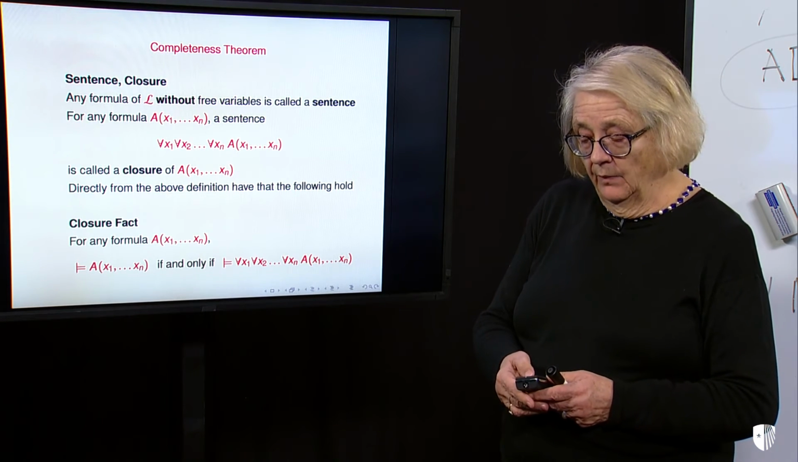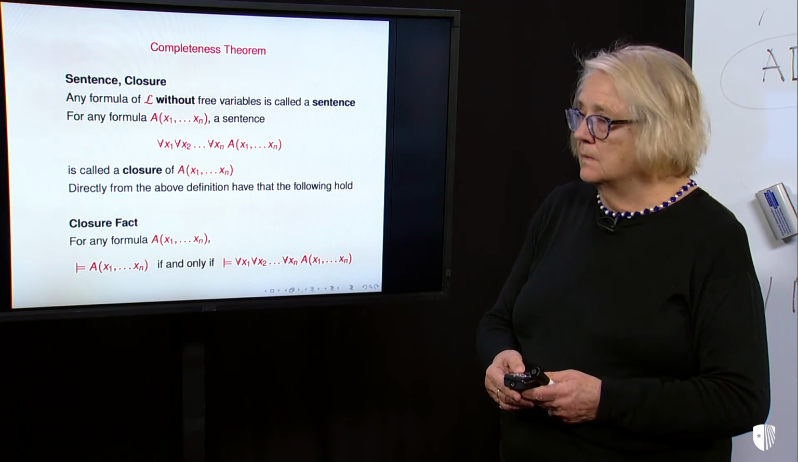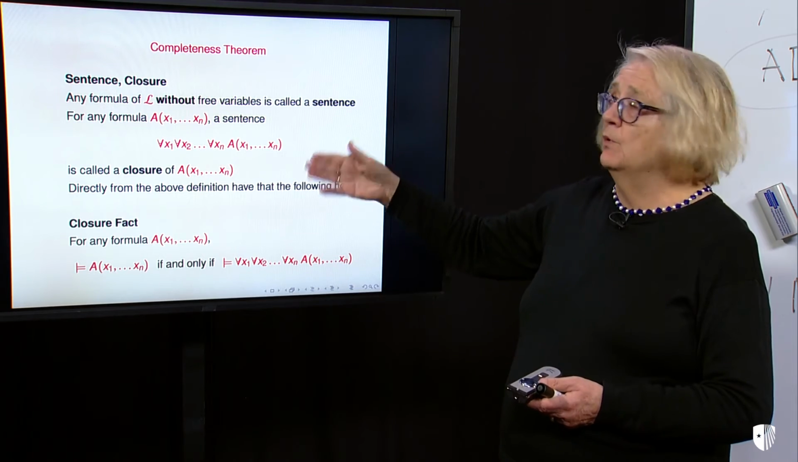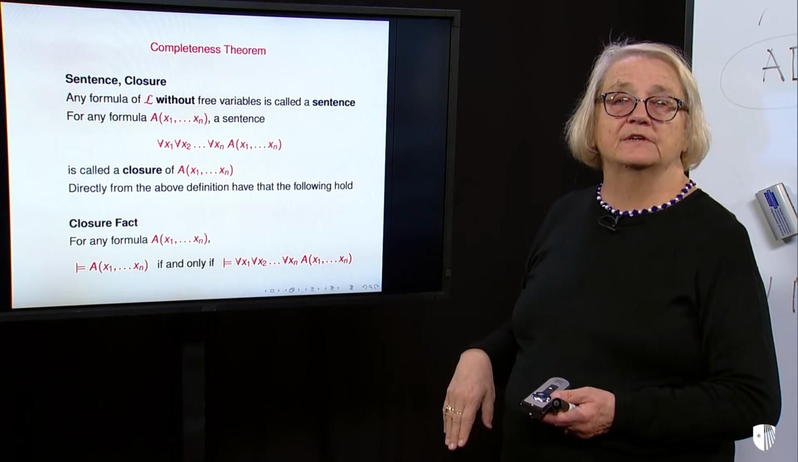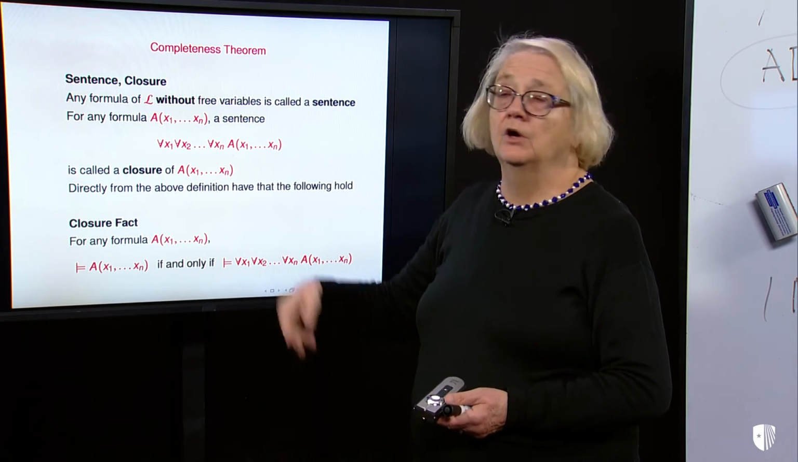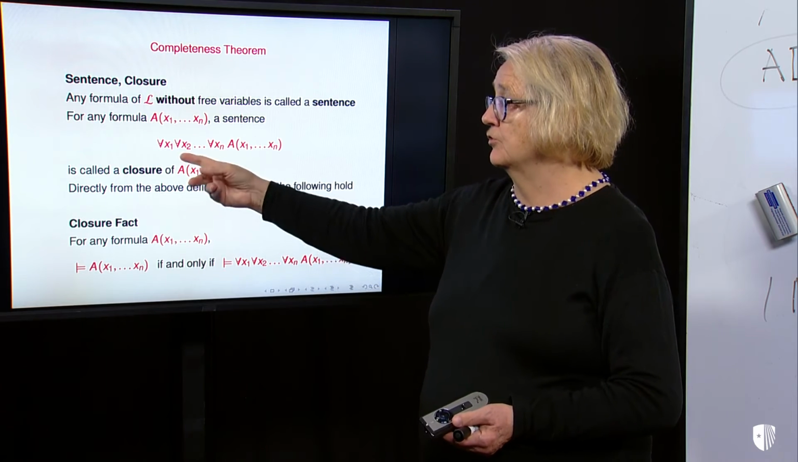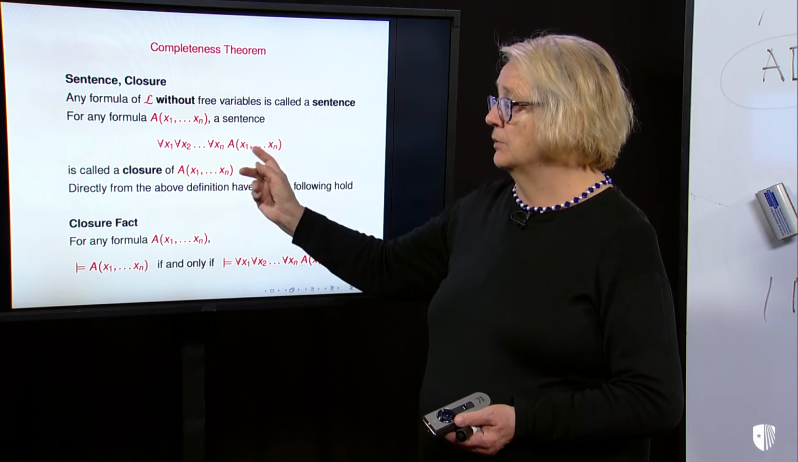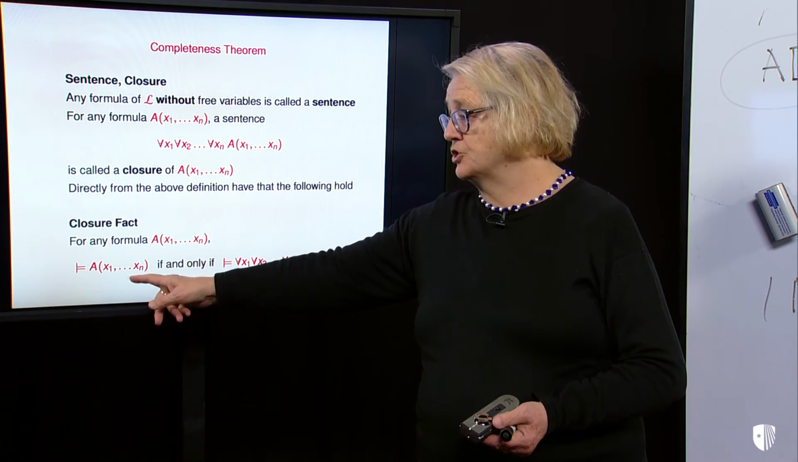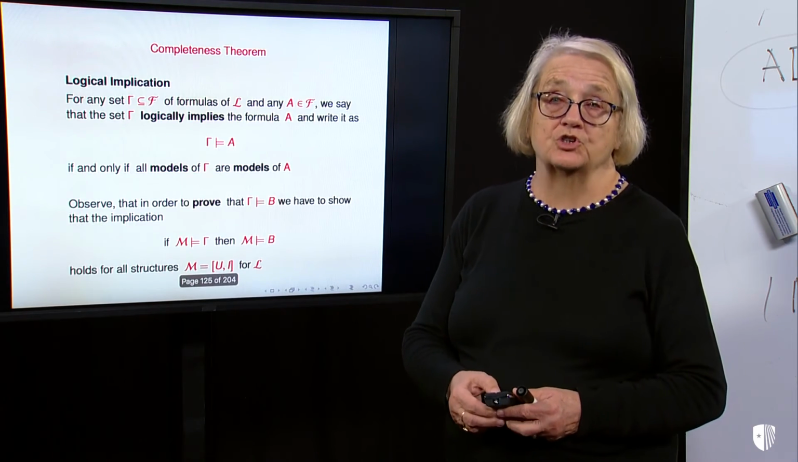So we need certain important notation. We want to have sentences; we'll be talking about sentences. If you have a formula with free variables, you use the universal quantifier to bind all the variables, and that is called the closure. If the formula is a tautology, the closed formula, the closure, is also a tautology.